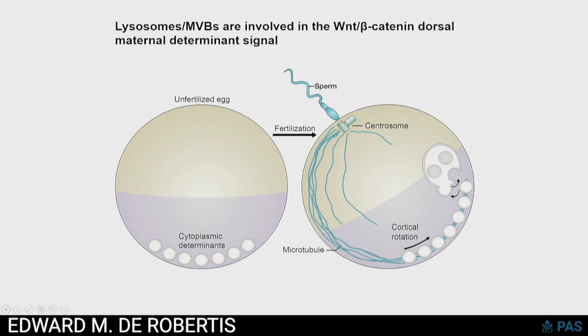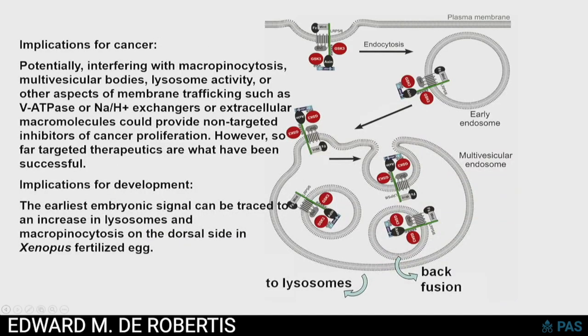So what happens from this and work of many others is that when you have the sperm entry, there is a cortical rotation, and we propose that there are lysosomes and multivesicular bodies being formed on the dorsal side, and that's the initial Wnt signal that produces the axial development of the embryo. Now, this is about what is interesting about the development of the embryo, but the implications for cancer are that potentially interfering with macropinocytosis or multivesicular bodies or lysosome activity or other aspects of membrane trafficking. For example, you can treat with inhibitors of the V-ATPase, of which there are many, of the sodium proton exchangers, or extracellular macromolecules that are taken up by macropinocytosis.